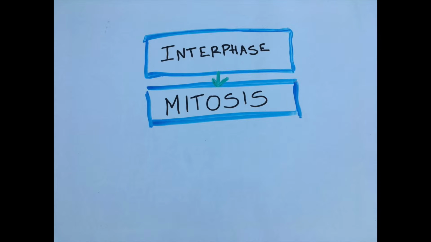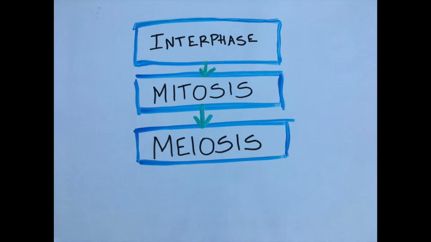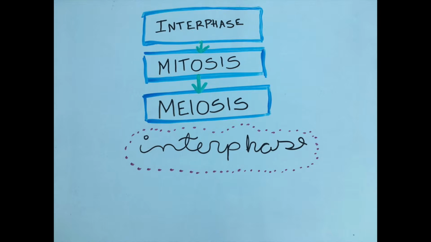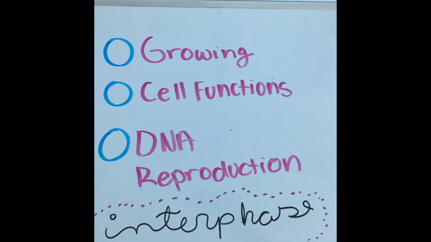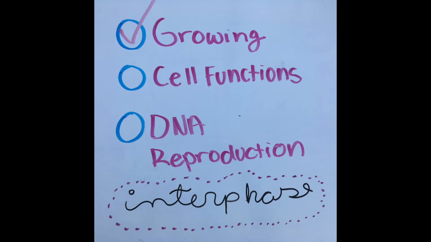Before mitosis and meiosis occur, interphase happens before the process starts. Interphase is a process where the cell is growing, replicating its DNA, and making sure all the cell functions work.